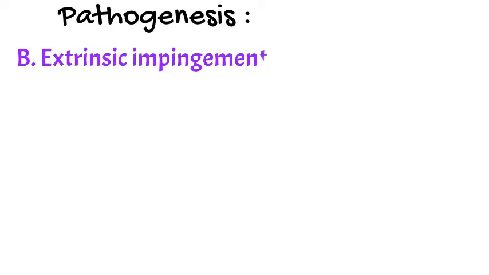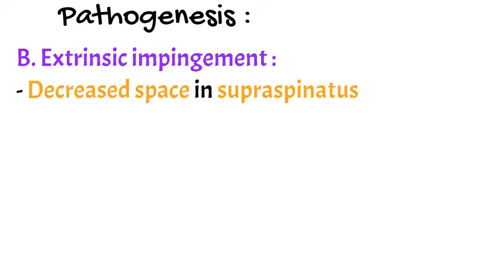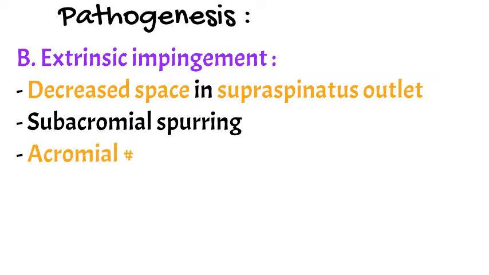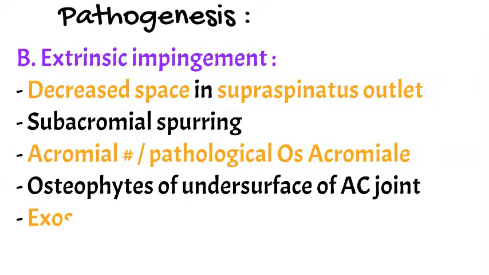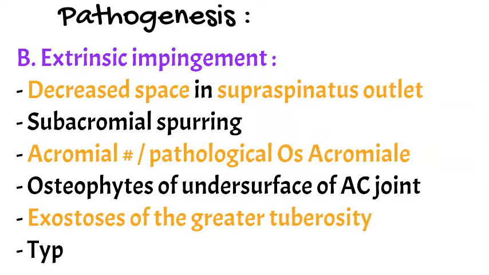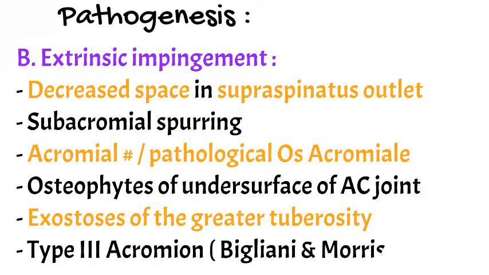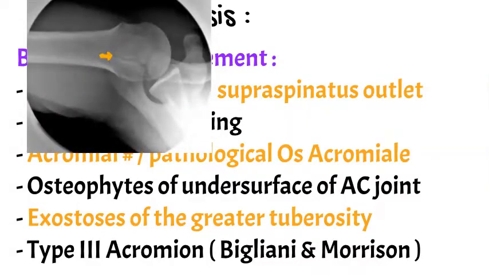B. For extrinsic impingement, there is decreased space in the supraspinatus outlet, subacromial spurring, acromial fracture, or pathological acromial osteophytes of the undersurface of the acromial joint, exostosis of the greater tuberosity, and type 3 acromion based on the Bigliani and Morrison classification, which are the causes of extrinsic impingement. The X-ray illustrates a pathological acromion.